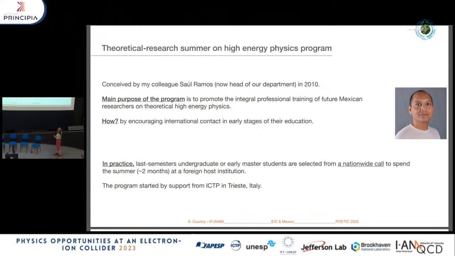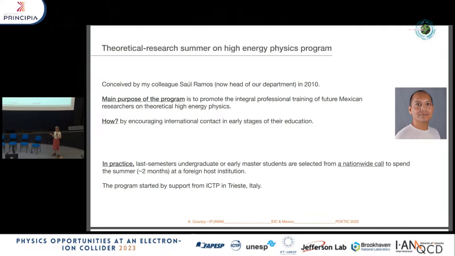My colleague here, Saul Ramos, proposed that. So what we do is we have this competition. It's a nationwide competition, and students apply. They have to send a motivation letter. They are late undergrad or early master students. There is a committee that reviews the applications, and we check their motivation, their background, their CV, and then we make a list.